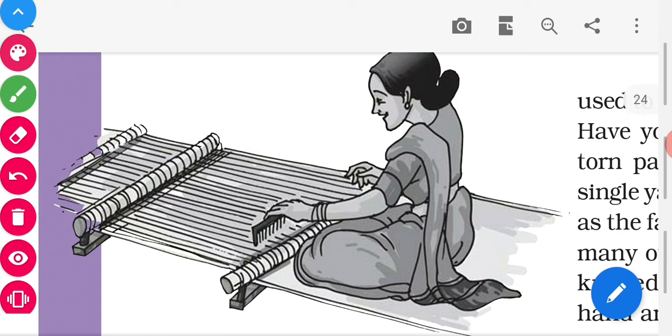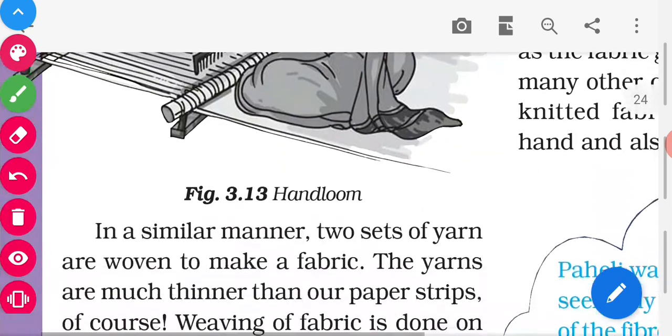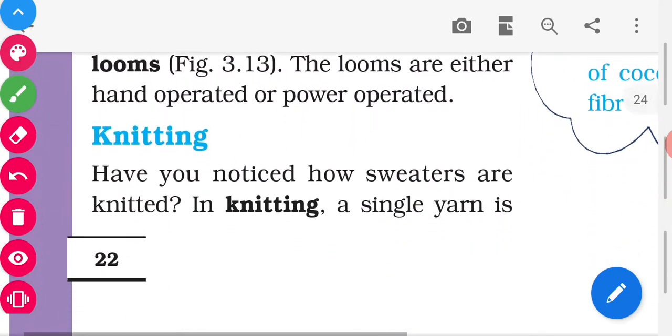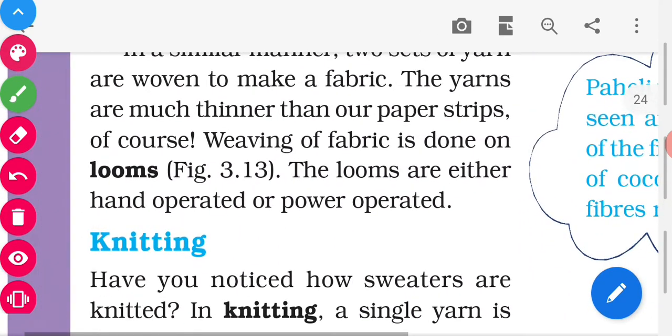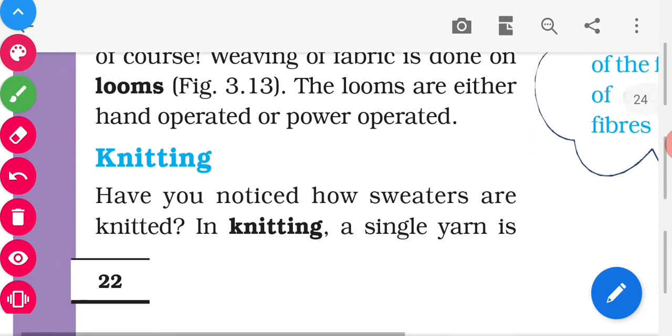So what do we mean by weaving? Weaving means two yarns are arranged together to make a fabric. Two yarns arranged together to make a fabric is known as weaving. They are done by the hand loom, and also by power looms.